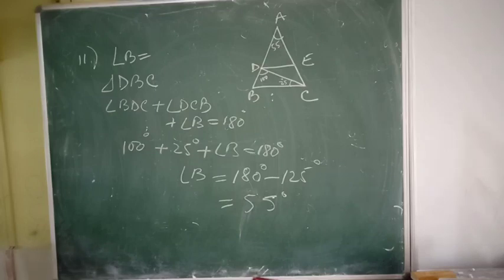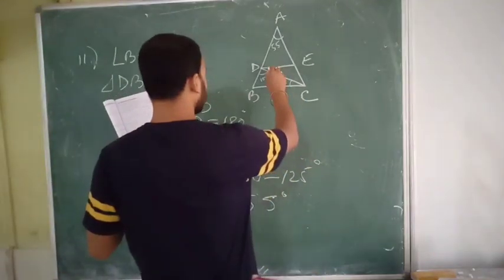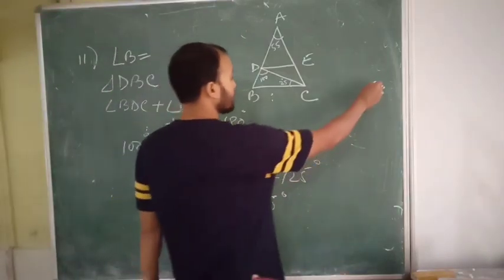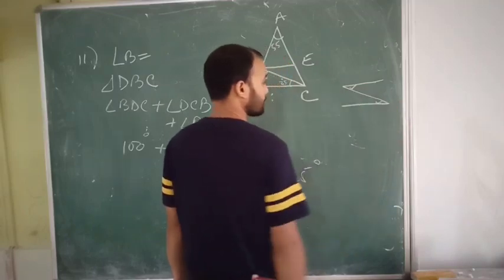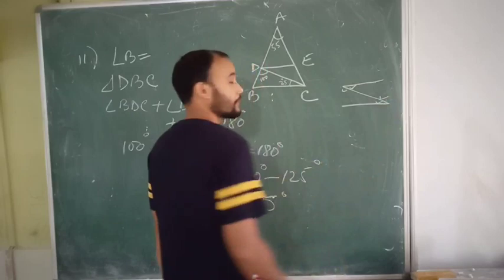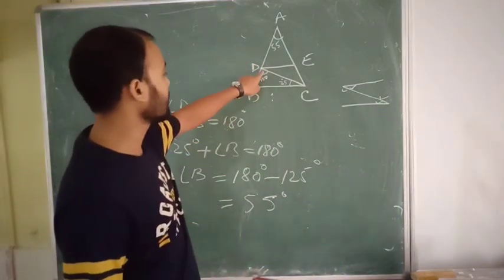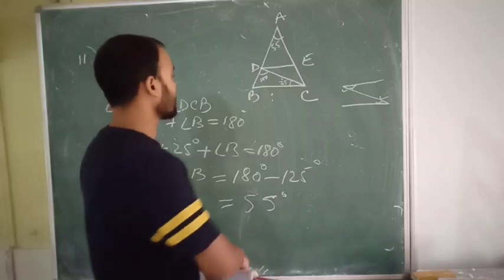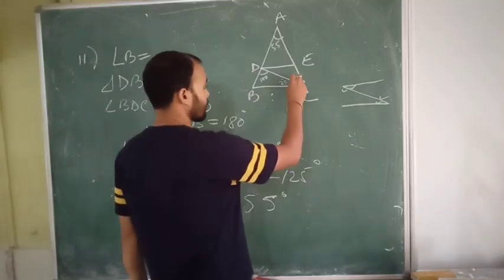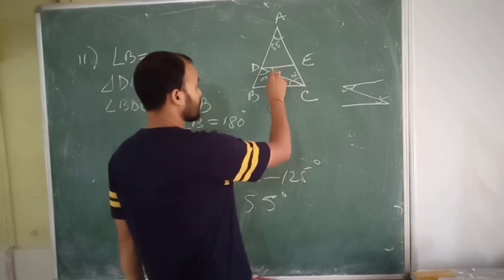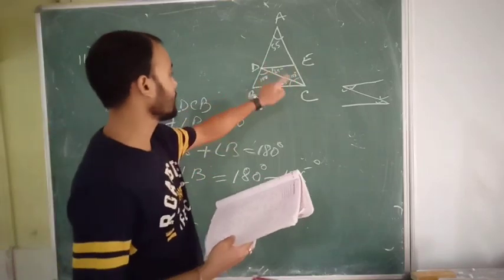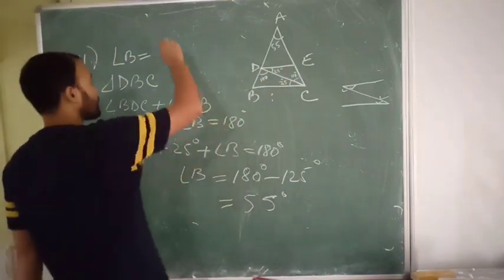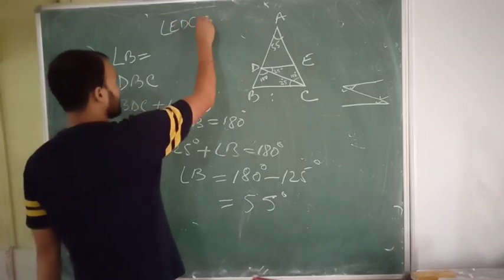Come to question number 2, EDC. Where is EDC? Yes, this is EDC. Very easily we can find. This is a line and this is a line, and this is a transversal. That means this angle is equal to this angle, and this angle is equal to this angle. We have done this in our earlier question. If this is 100, obviously this angle is also 100. This is 25, and this angle is also 25. So our question number 2 is done. EDC is 25 degree.